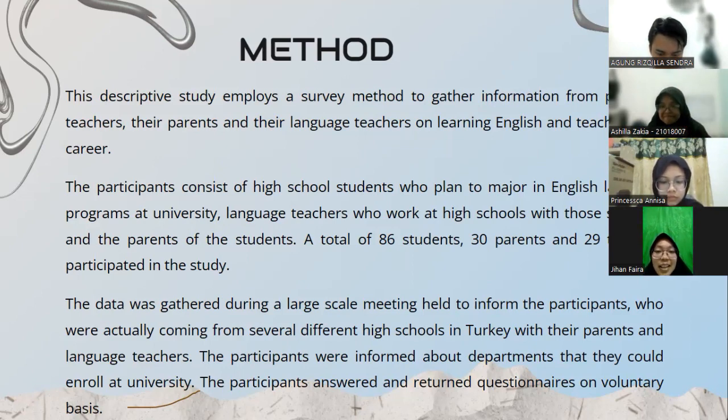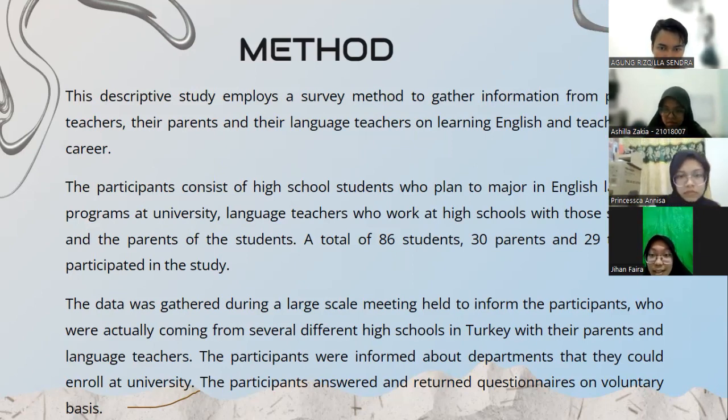The participants of this research consist of high school students who plan to major in an English language program at university, language teachers who work at high schools with those students, and the parents of the students. A total of 86 students, 30 parents, and 29 teachers participated in the study.